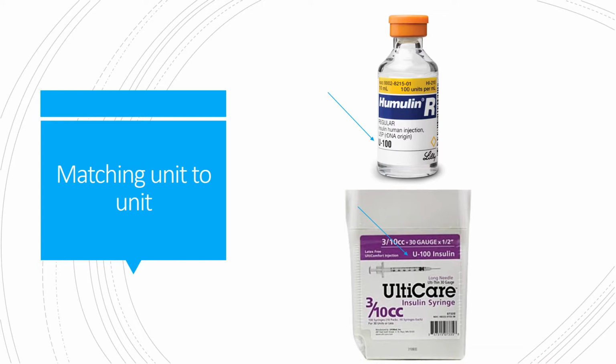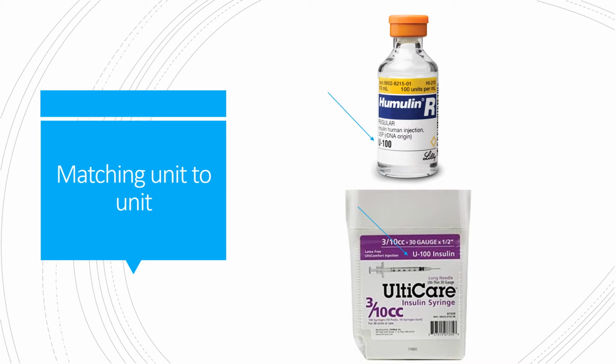It's important to match your unit measurement on your syringe to your units of concentration in your vial. So you always want to look at your vial. This particular vial is measuring U100, or 100 units per milliliter. And then you want to look at your syringe. These particular syringes are also measuring U100 insulin. So you want to make sure that these match so that you're giving your patient the correct dose of insulin.